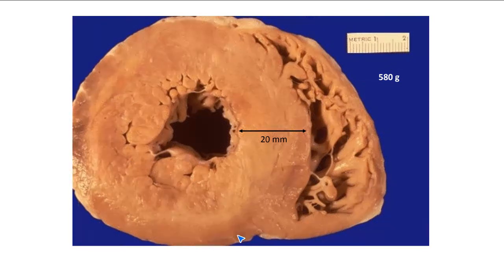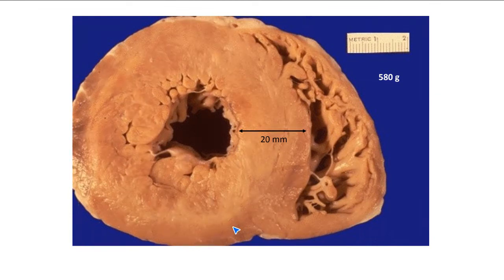So someone had mentioned earlier that we can further characterize the hypertrophy by saying that it is concentric, meaning that the thickness is the same all the way around. All right, so I'd agree with that. So there is concentric hypertrophy of the left ventricle.